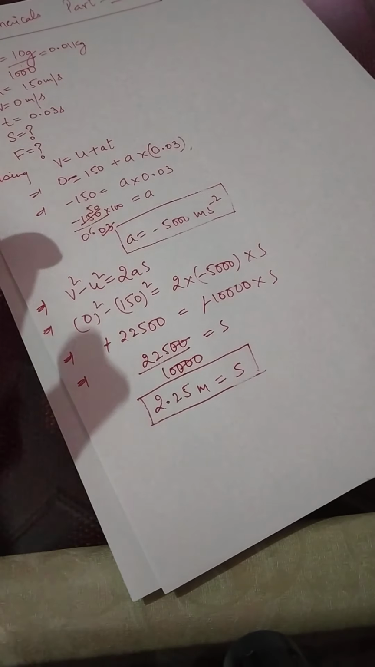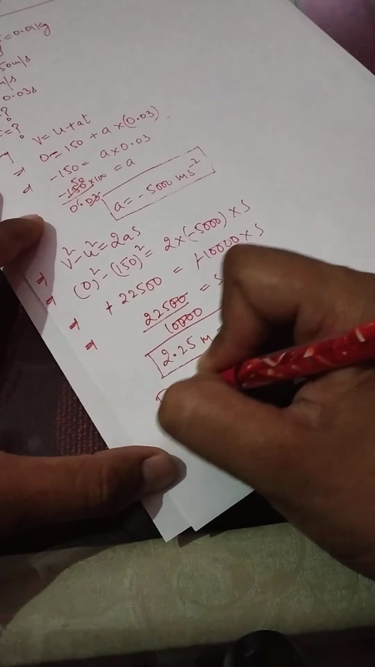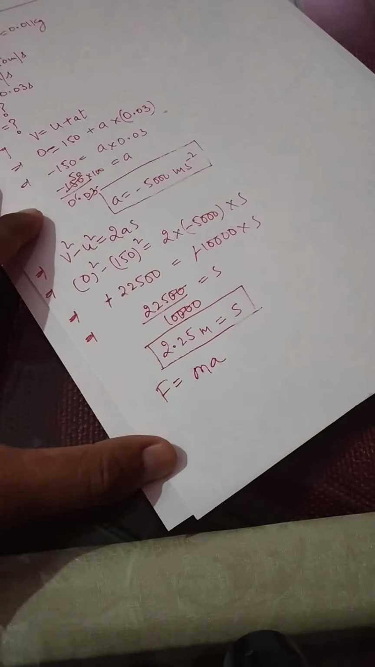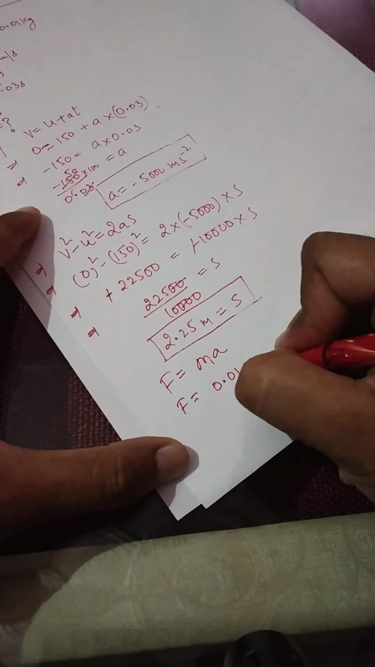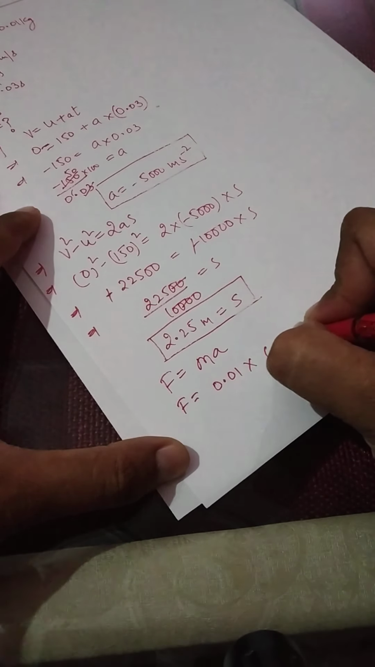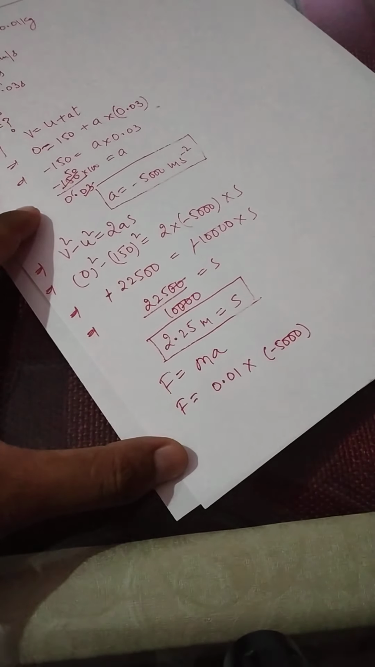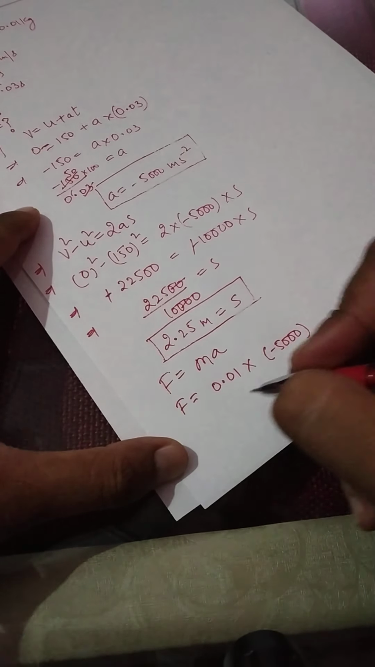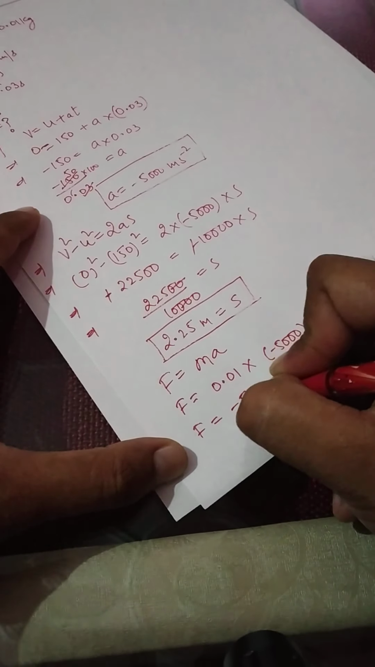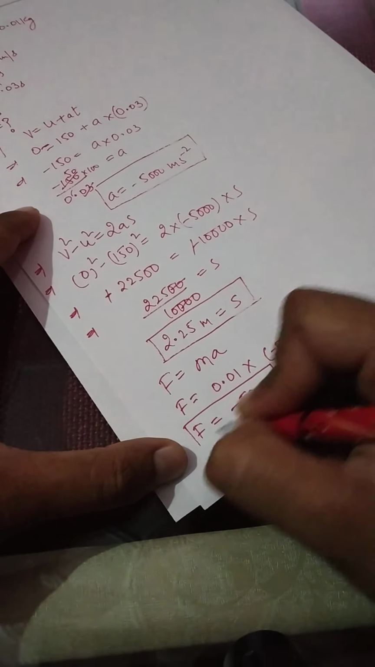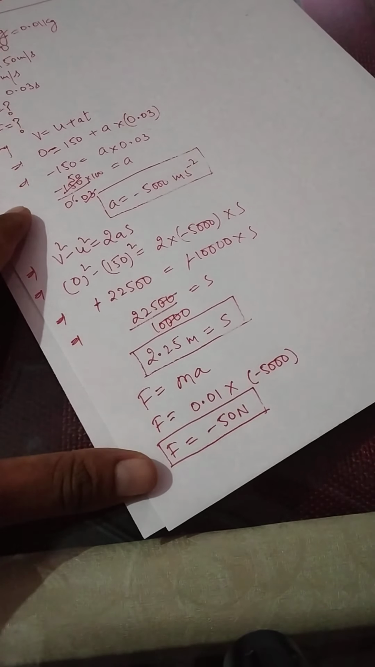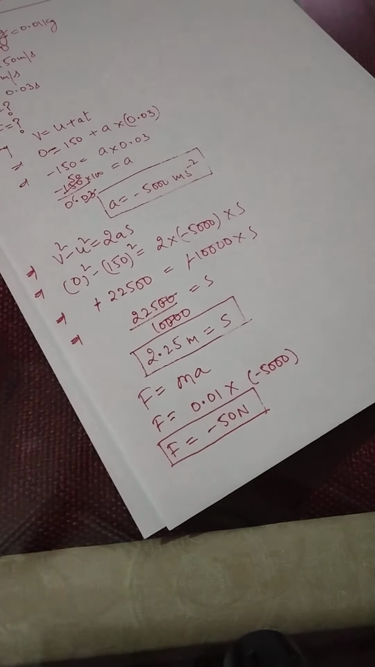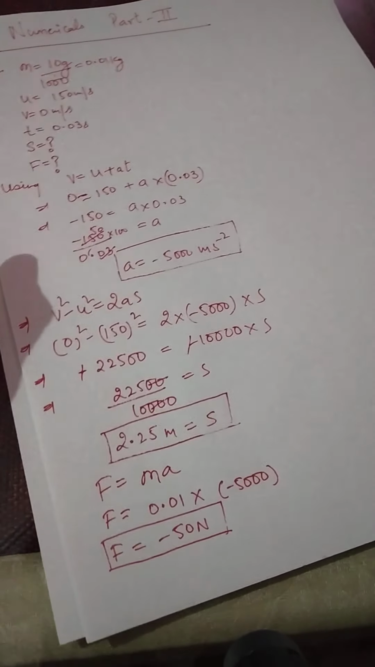Now we'll find out the force. We know from second law of motion, we have F equals ma. Mass is 0.01. Acceleration is minus 5000 meter per second square. Multiplying, we get force as minus 50 Newton. The negative sign is there because the force is exerting opposite to the direction of motion of the bullet. So it's a negative force. So this is our numerical number 14.